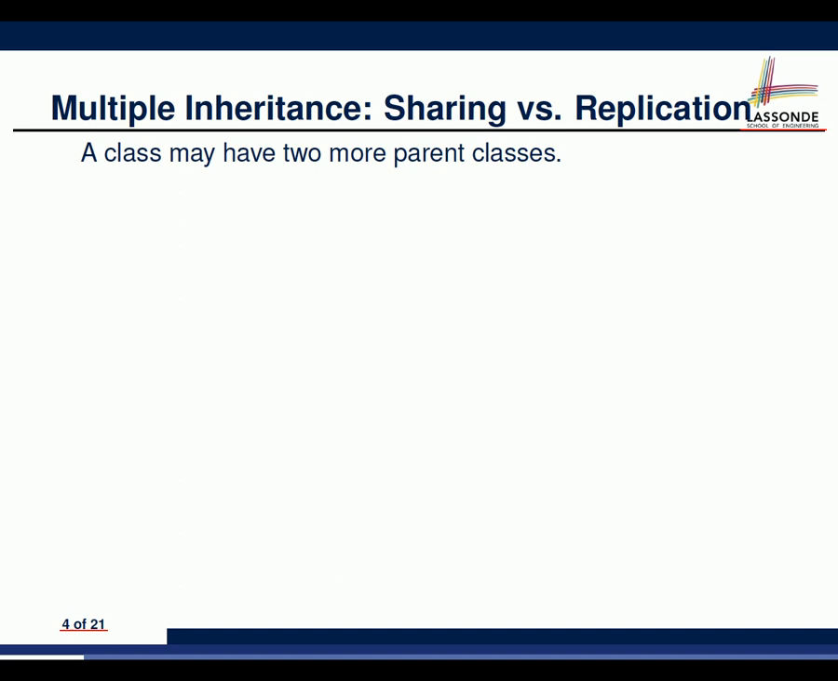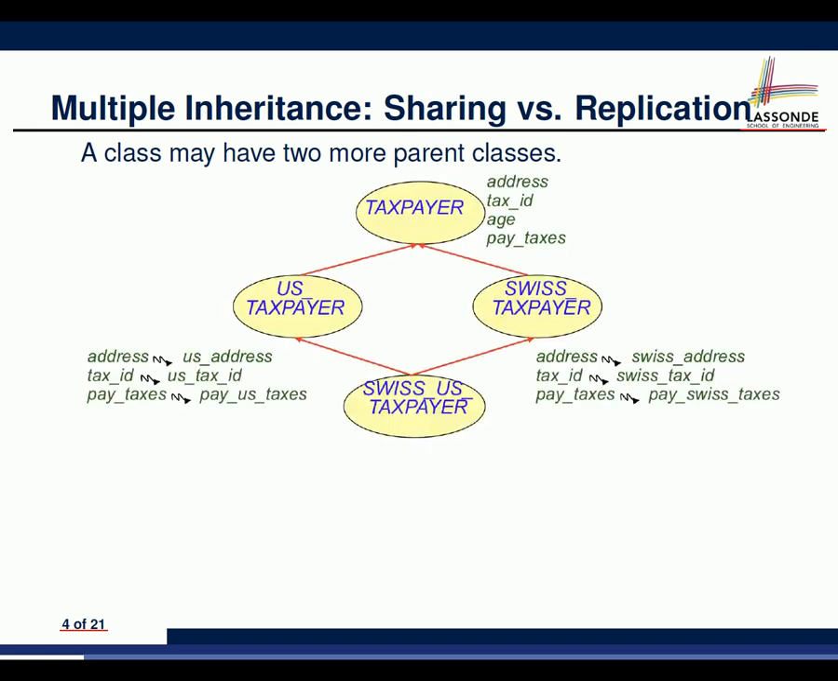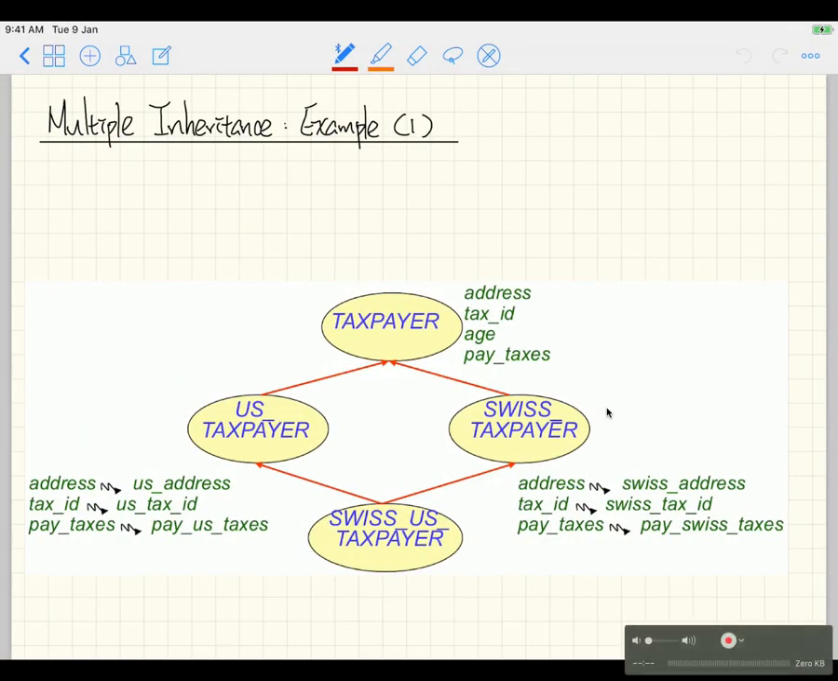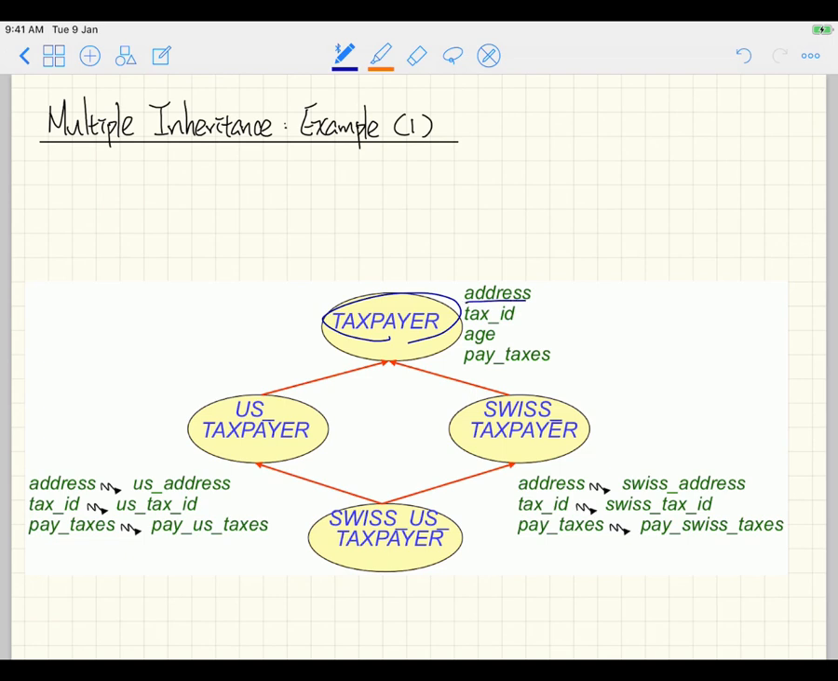Multiple inheritance is basically just a class that may have more than one parent class. But what is that exactly? Let's see one example. I will show you the diagram. Let's say at the top level we have simply a generic notion of a taxpayer. Each taxpayer has an address, an ID for their tax profile, and their age. They have a command to pay taxes from their accounts. That's for the generic taxpayer.